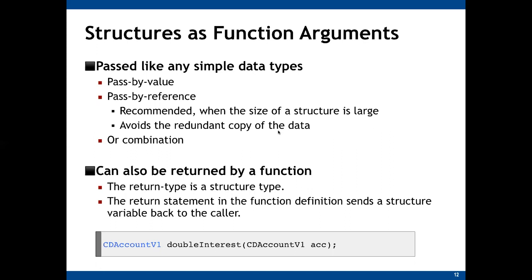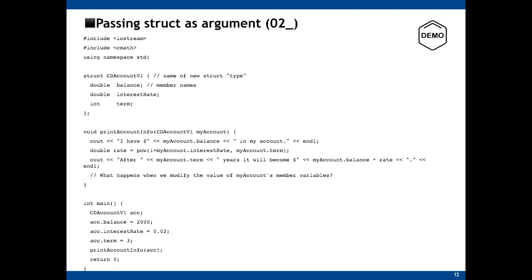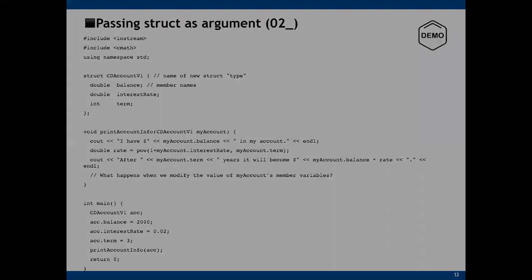And a structure type can also be the return type of a function. So if we look at here, this is the function declaration. It receives one argument of type structure, CD account v1, and it also returns the structure, the CD account v1. So let's look at the demo code for this function argument for structure.